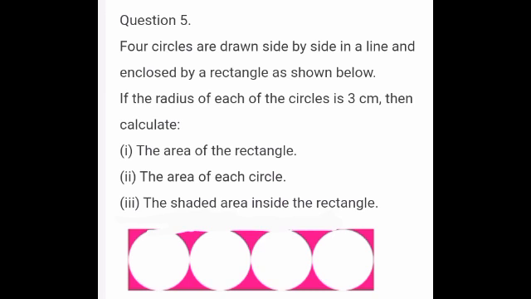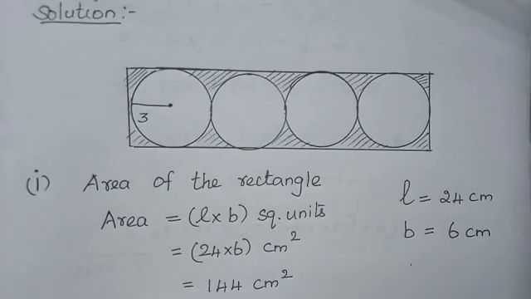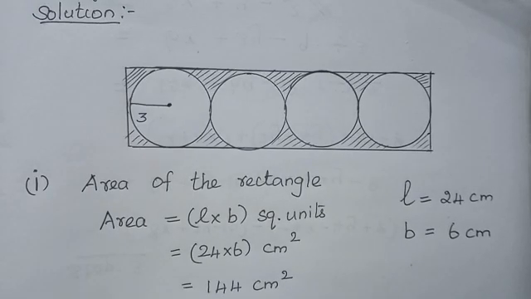Question number 5. 4 circles are drawn side by side in a line and enclosed by a rectangle as shown below. If the radius of each of the circle is 3 centimeter, then calculate the area of the rectangle, the area of each circle and the shaded area inside the rectangle. See the solution of the question.